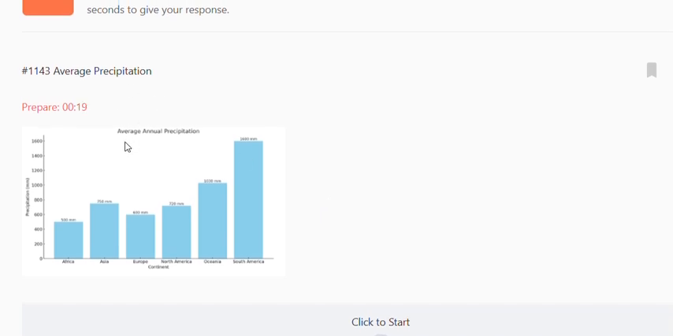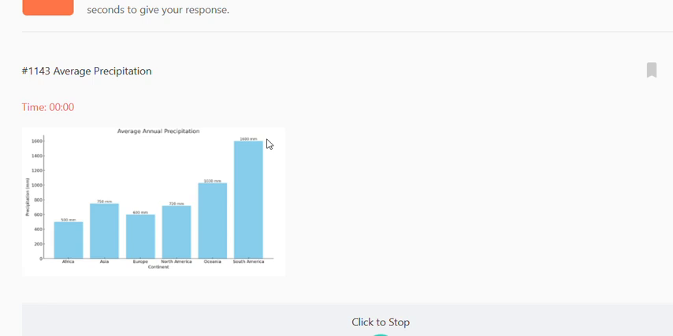Average precipitation. Average annual precipitation in Africa, Asia, Europe, North America, Oceania. What happened? Okay. Precipitation in millimeter.